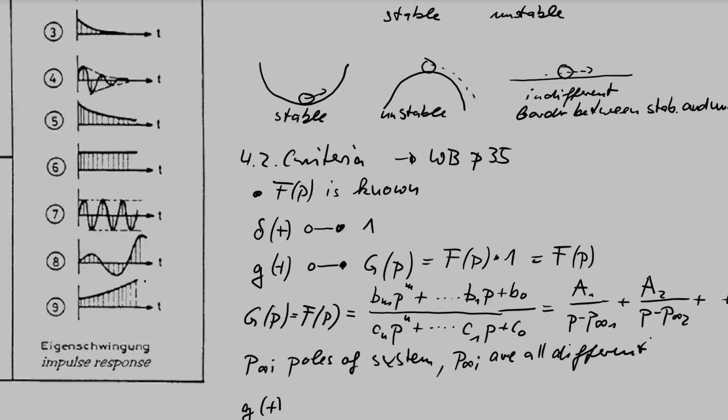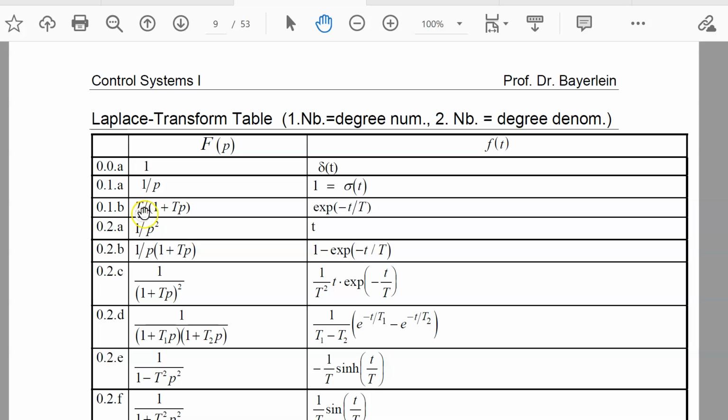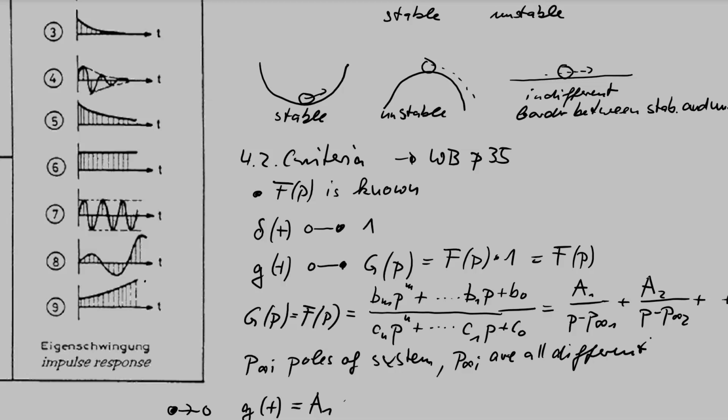So I get the g(t), where this symbol means I go from G(p) in the frequency domain into the time domain, and now I can write a_1 divided by p minus pole number 1 as the following expression. I just open the workbook page where you see this. If we look on page 9, you see here the relevant line 0.1 point B, but not written with the pole but with the time constant. So I divide the left column expression by t, and then I get e to the power of minus t over t. Or, sorry, the pole is p_infinity 1.